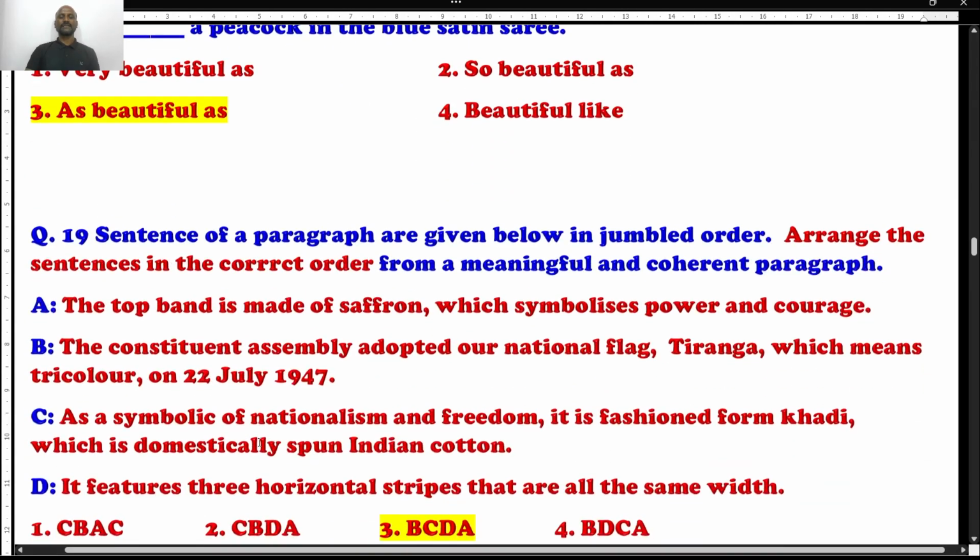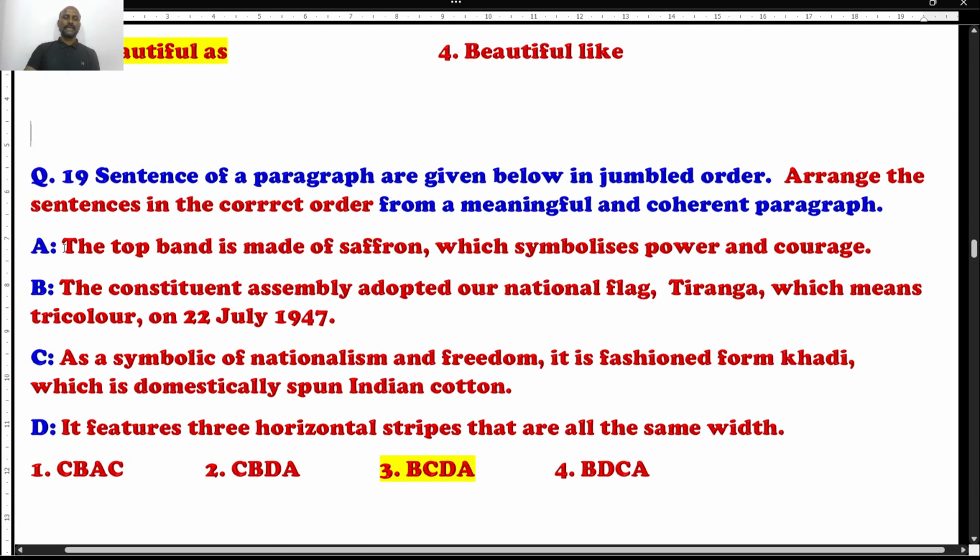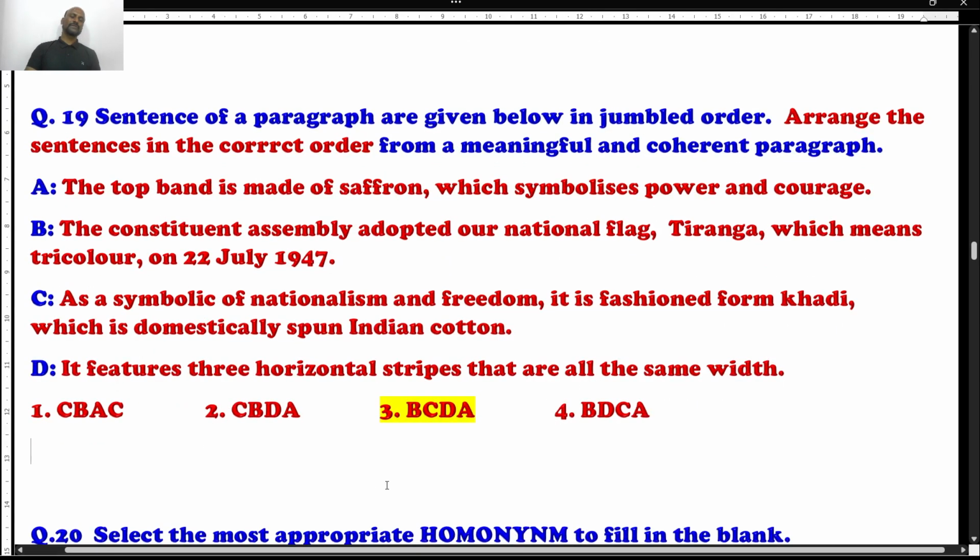Question number 19, again rearrangement. A, B, C, D are the 4 sentences. They are arranged in jumbled order, and we are supposed to arrange them in a proper order. So what is the right option for that? Is it CBAD, CBDA, BCDA, or BDCA? When I went through it, I found option 3, BCDA, is the right answer.